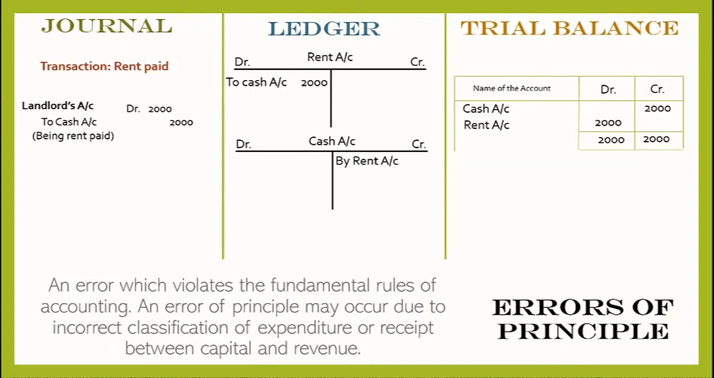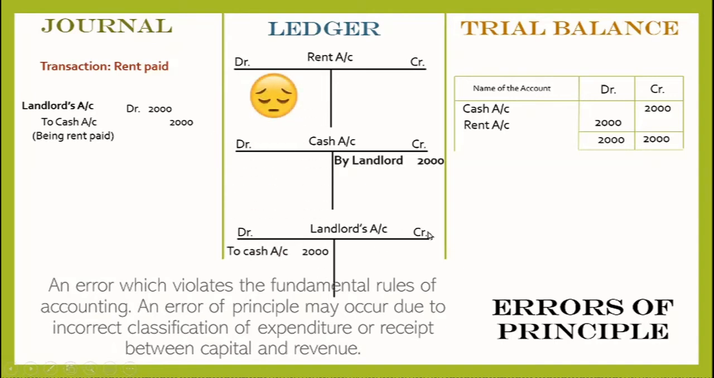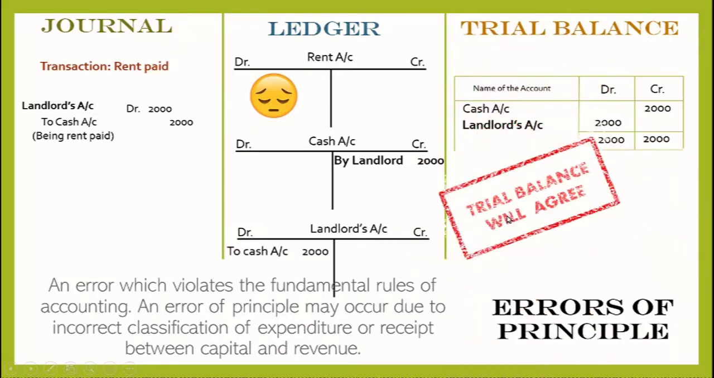So if the mistake occurred and the landlord is debited, then of course even in the ledger posting there will be a mistake. Instead of rent, it is posted into the landlord account. Let's see the effect on the trial balance. The only thing is that instead of rent there is a landlord's account, but the amounts on the debit and credit sides are correctly entered. So does the trial balance agree? Yes, we can see that the trial balance total is the same.